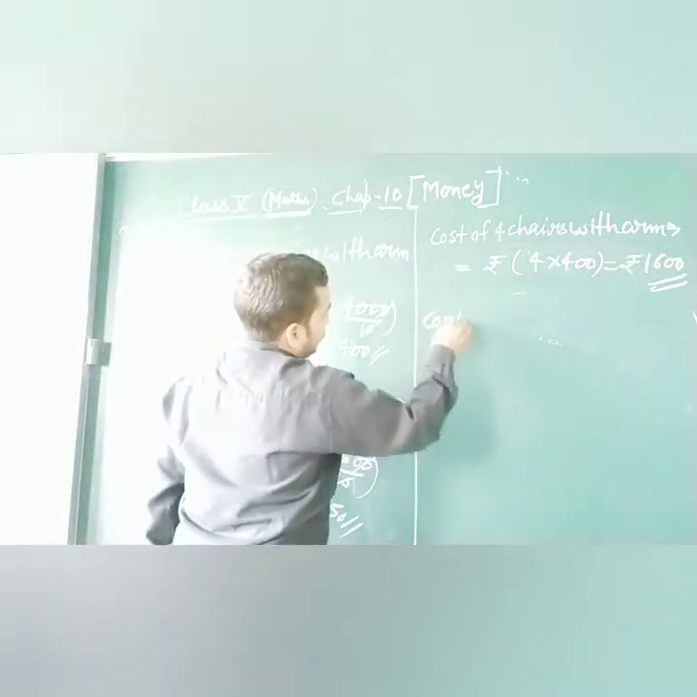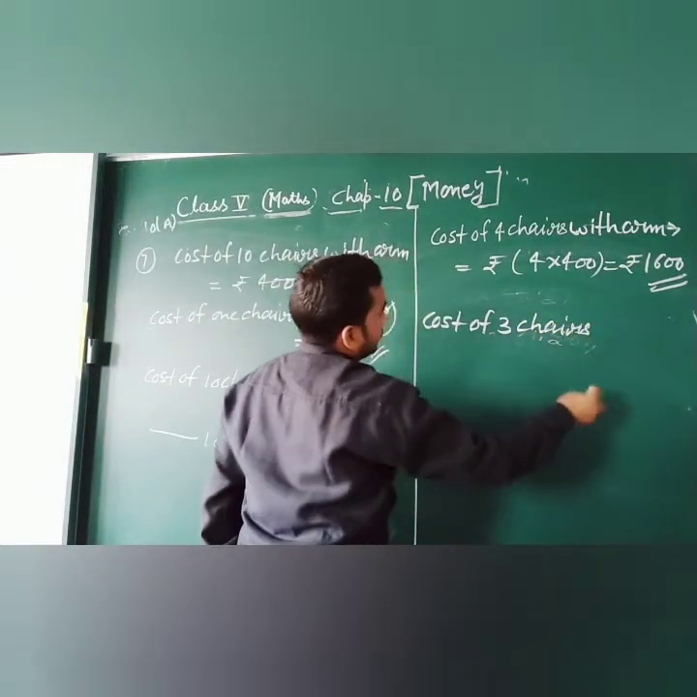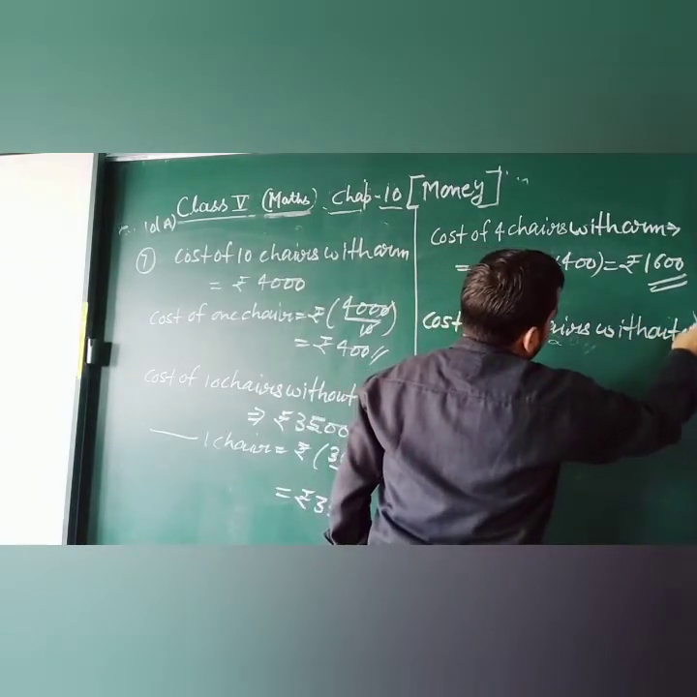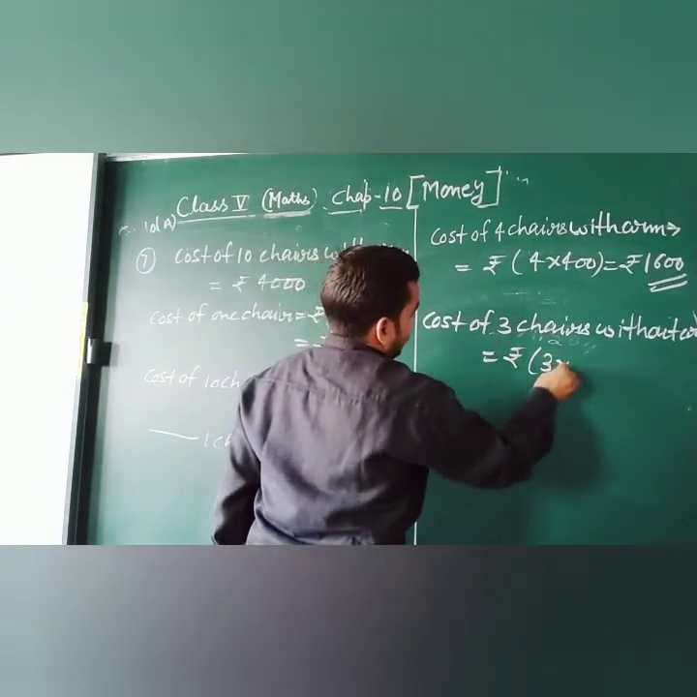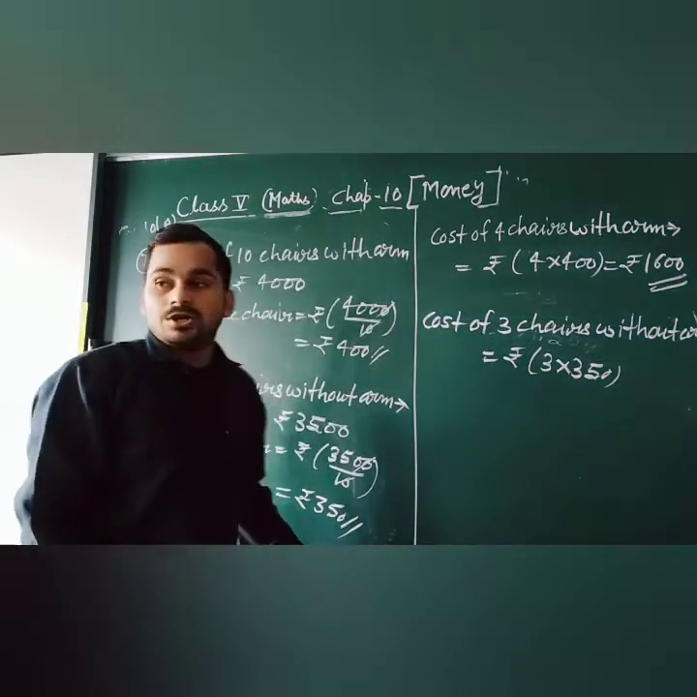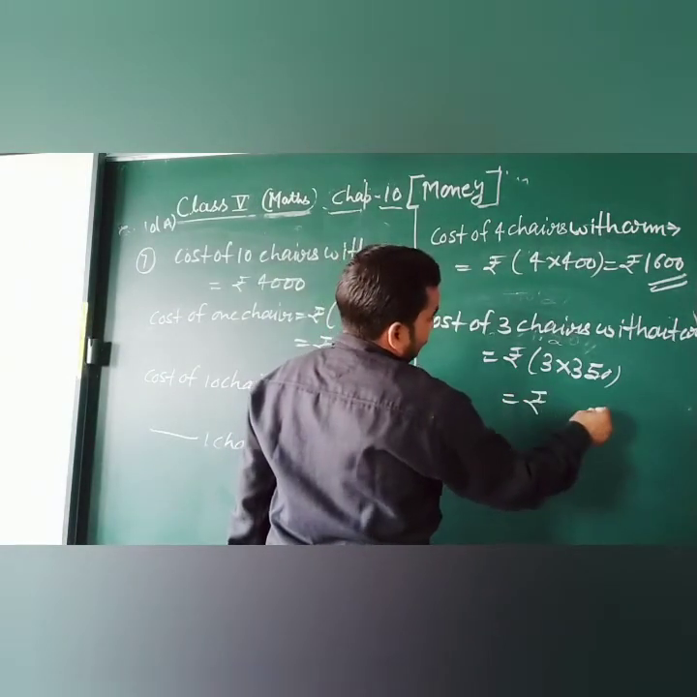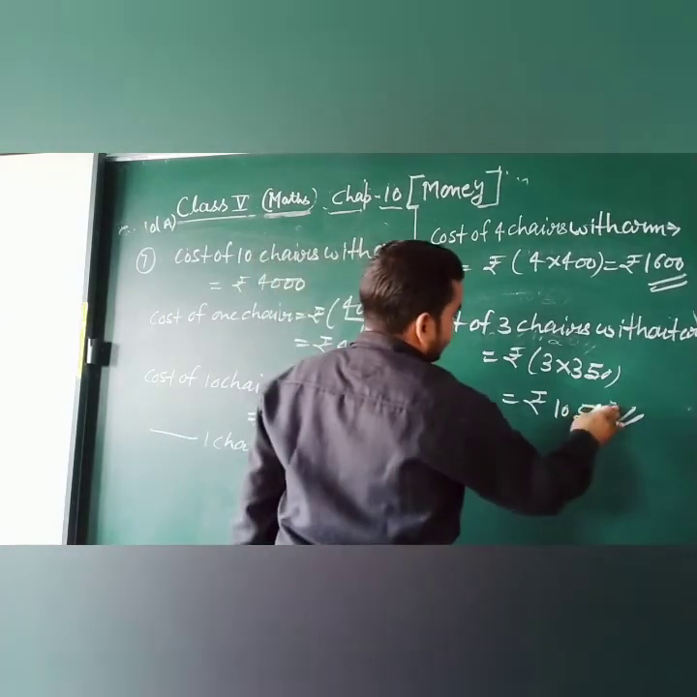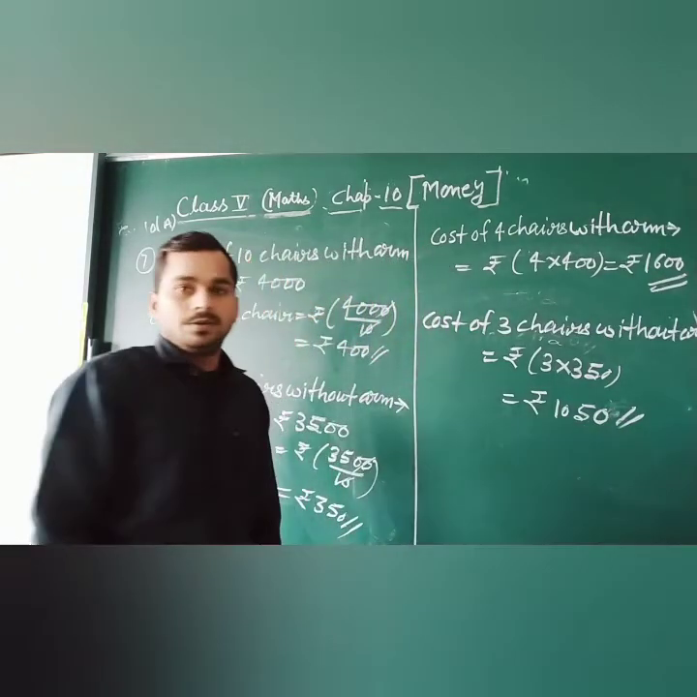So cost of 3 chairs without arm, 3 multiplied with 350, because a without arm chair costs 350 rupees. Then multiply 3 5 are 15, 3 are 9, 10, 1050 rupees. Cost of without arm.